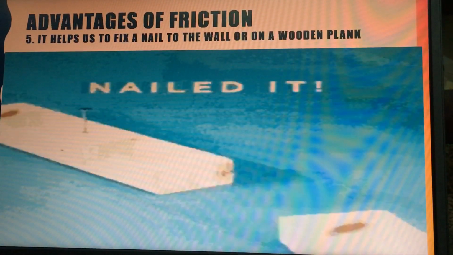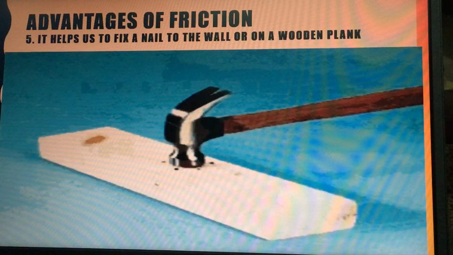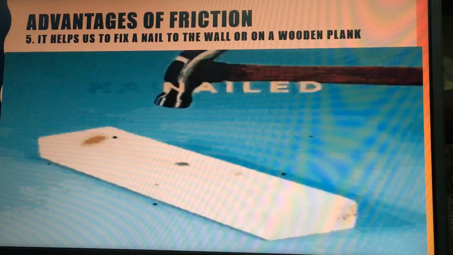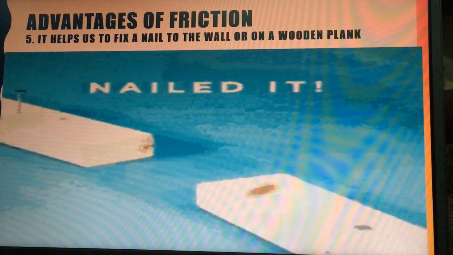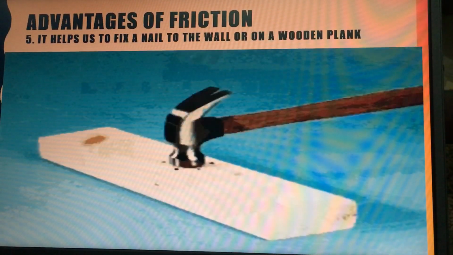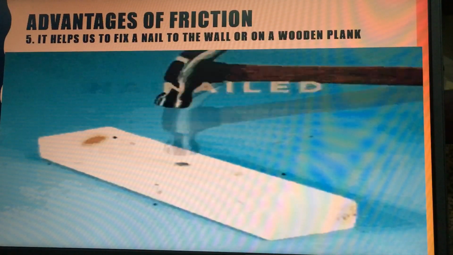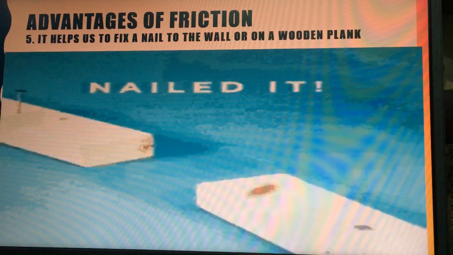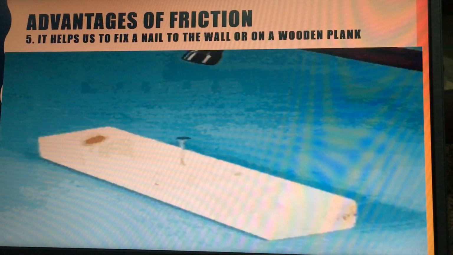Say this, very interesting. A hammer is used to fix a nail on a wooden plank, or we can use a hammer to fix a nail on the wall. So what happens actually when we fix a nail to the wall? The irregularities on the nail surface and the wall surface get interlocked with one another, which is the main cause that the nail stays on the wall and you can hang any bag or any other object on it. So this is again a very important advantage of friction.